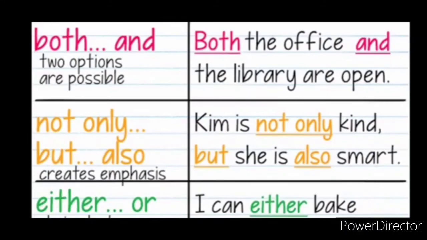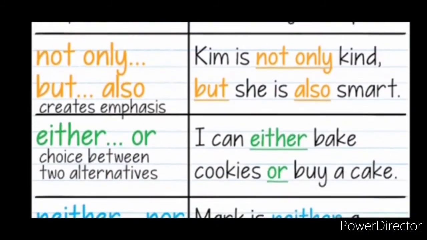Kim is not only kind but she is also smart. So we are emphasizing the character as not only kind but also smart. We are emphasizing her character here. So the correlative conjunction not only but also creates emphasis. Here the example: Kim is not only kind but she is also smart. Move on to the next one.